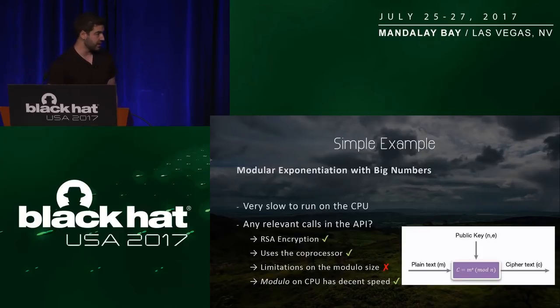So here's a very simple example. If you want to do modular exponentiation with big numbers, what you do is basically you go to the API and you realize that, oh, RSA encryption is actually modular exponentiation, so I can use that. And then you use the coprocessor, which is very fast, but there are some limitations. These are technical problems regarding the modulo size, and here is where you use the CPU to make it all work regardless of the modulo that the user provides. And this is a very simple example.